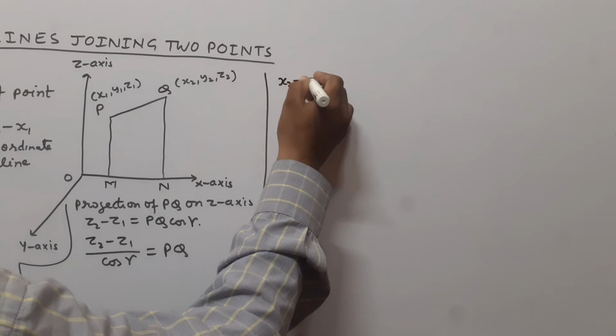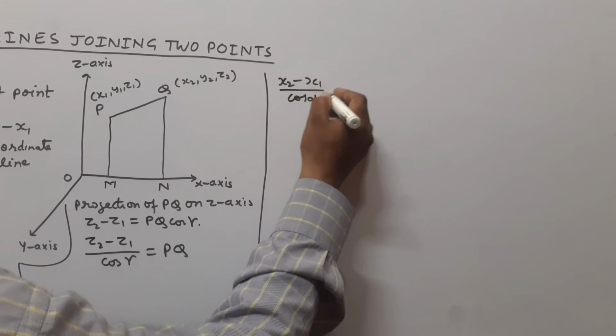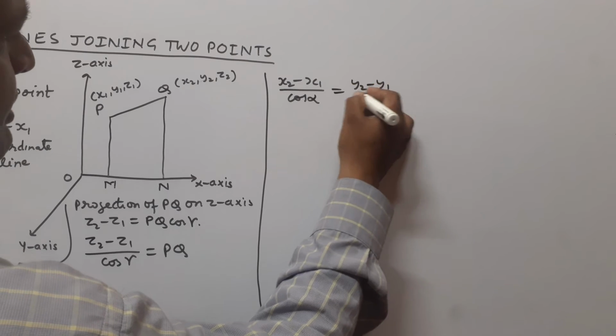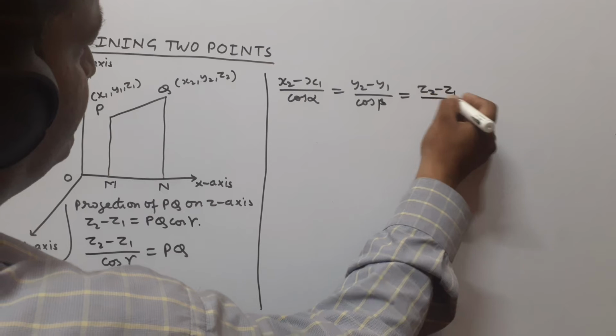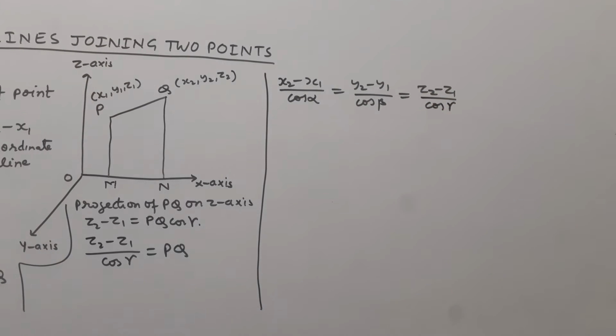So we can write x2 minus x1 divided by cos alpha is equal to y2 minus y1 divided by cos beta is equal to z2 minus z1 divided by cos gamma, because each is equal to PQ. Here x2 minus x1 upon cos alpha is equal to PQ, y2 minus y1 upon cos beta is equal to PQ, and z2 minus z1 upon cos gamma is equal to PQ. Therefore x2 minus x1 upon cos alpha equals y2 minus y1 upon cos beta equals z2 minus z1 upon cos gamma.